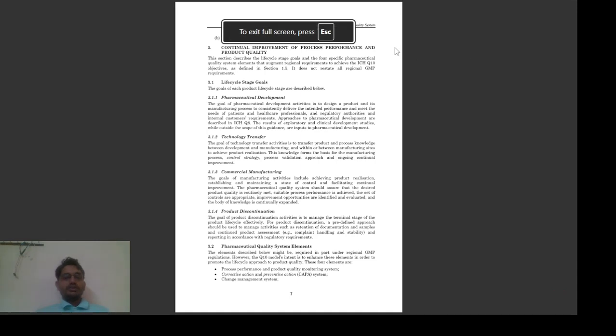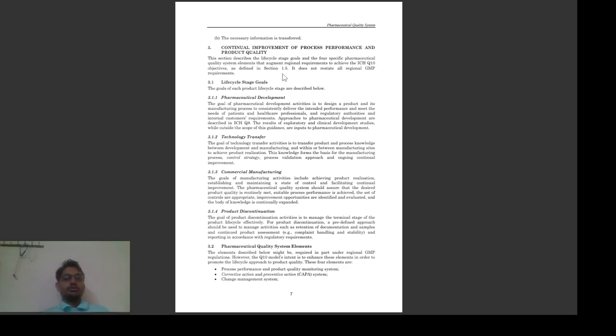Today we discuss executing continuous improvement of process performance and product quality. This system describes the life cycle stage goals and four specific pharmaceutical quality system elements, to augment regional pharma requirements, to achieve the ICH Q10 objectives defined in section 1.5. It does not really restate regional GMP requirements.